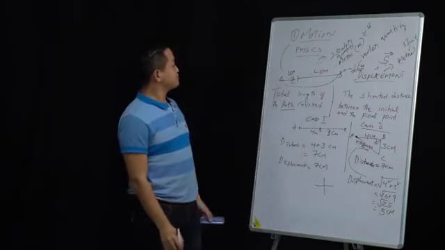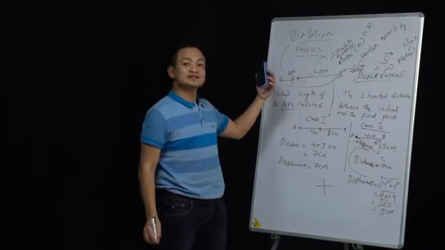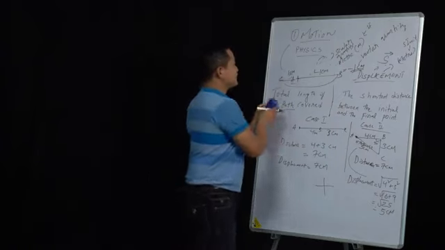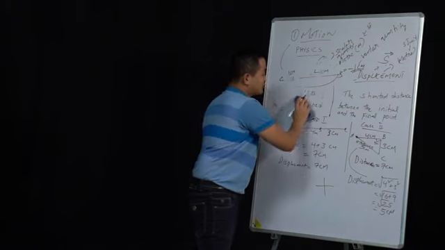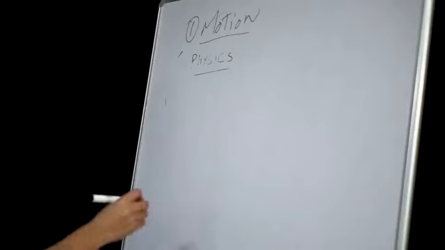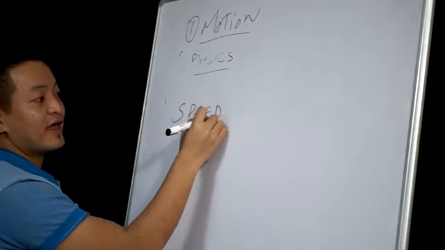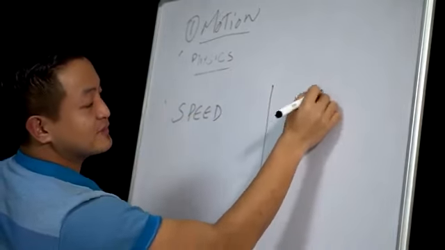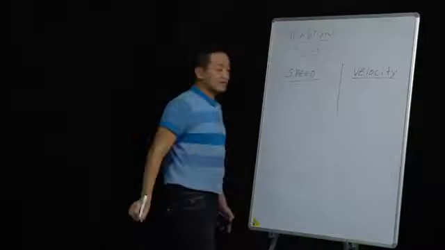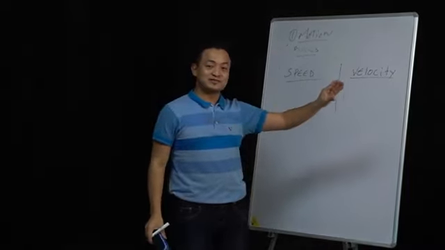Okay. So if you are clear with this one, we'll go to the next important topic, that is speed and velocity. Clear? So our next topic would be speed and velocity. Okay, students, our next topic is speed and velocity. So speed is to do with distance and velocity is to do with displacement.